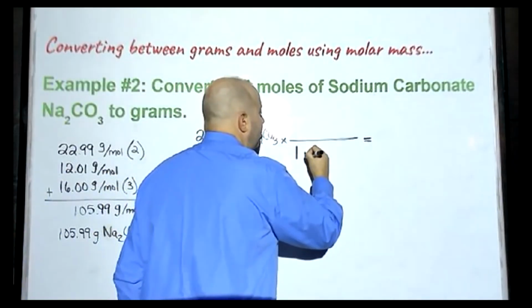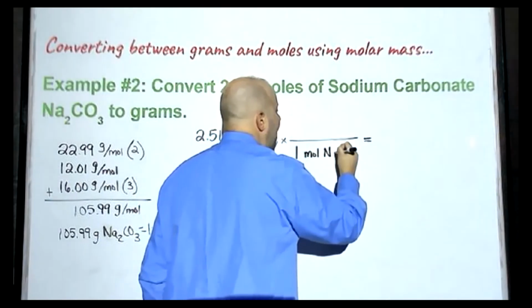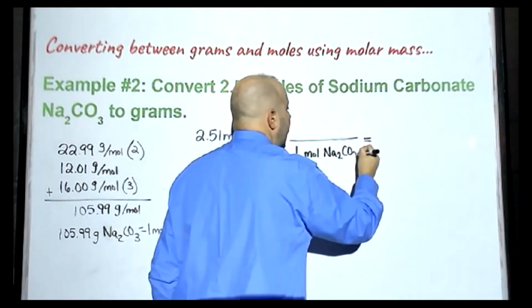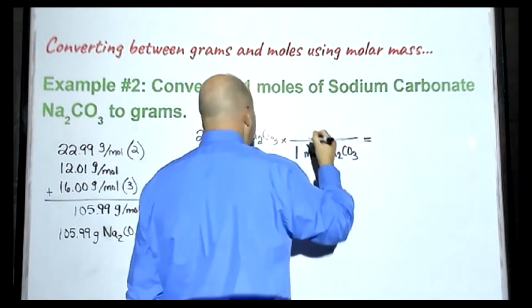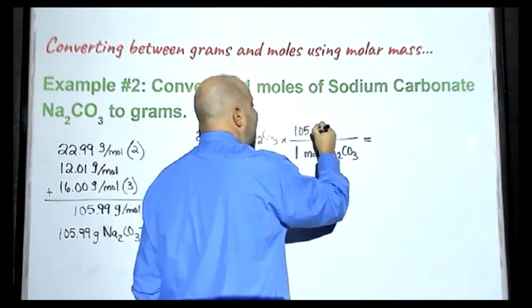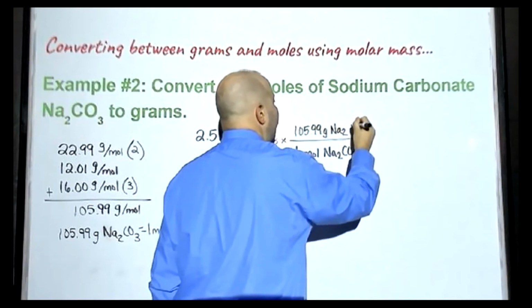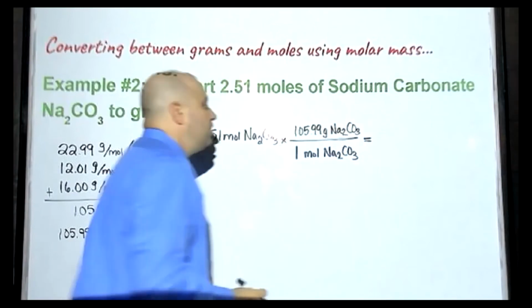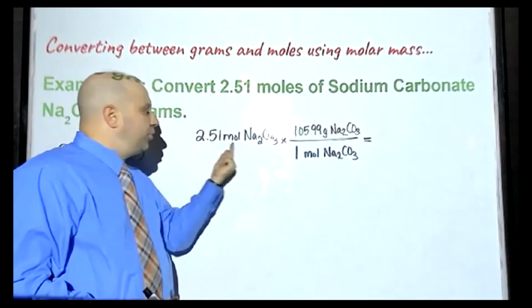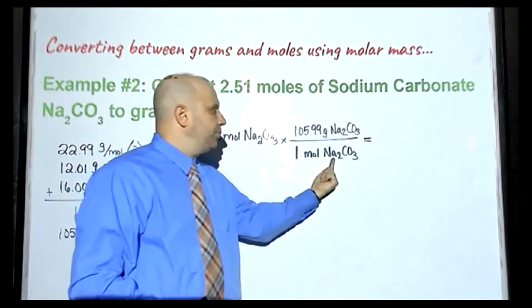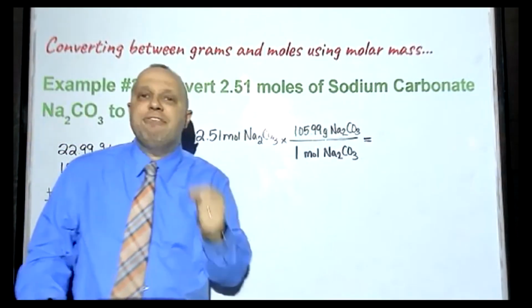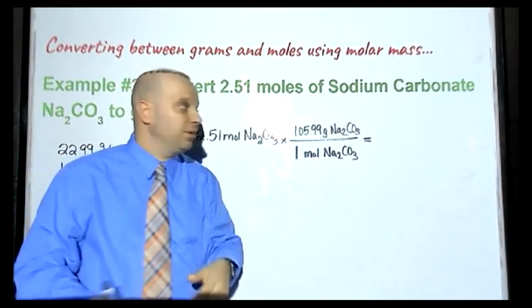So down here, we will have 1 mole of Na2CO3, and on top, we will have 105.99 grams of Na2CO3. Notice number, unit, substance, number, unit, substance, number, unit, substance. Every time, it's important.